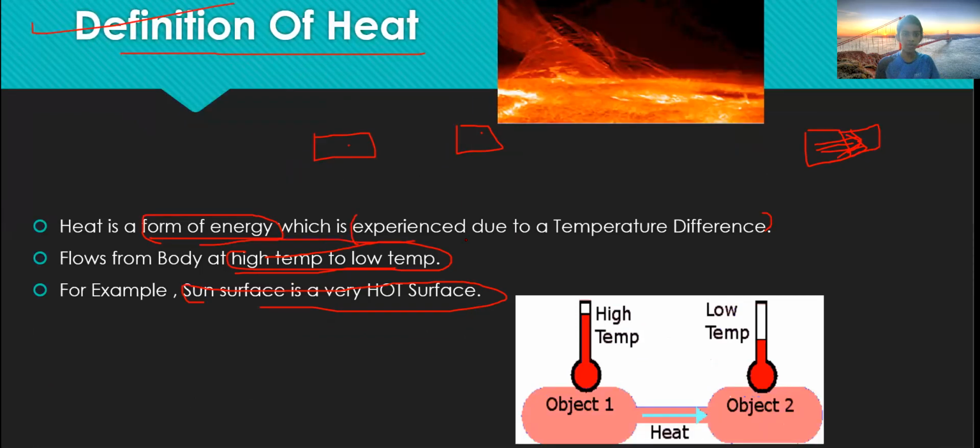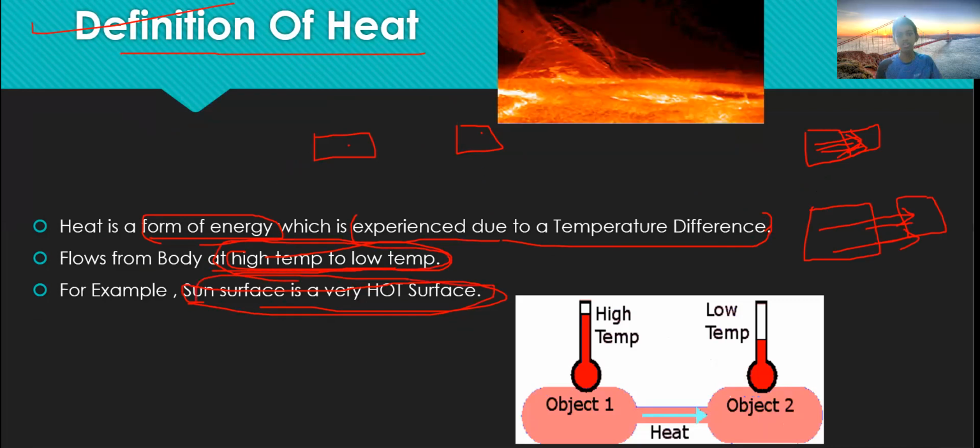Heat is a form of energy which is experienced due to a temperature difference. If there are two bodies like this and they are kept in thermal contact, then heat will flow from this to this, so heat flows from a body of high temperature to a body of low temperature. For example, the sun's surface is a very hot surface, or in other words, it has a lot of heat.